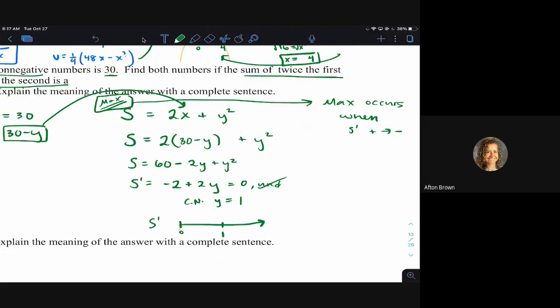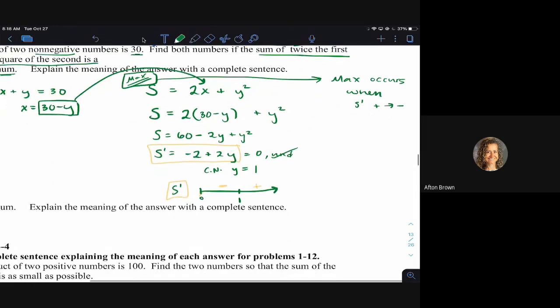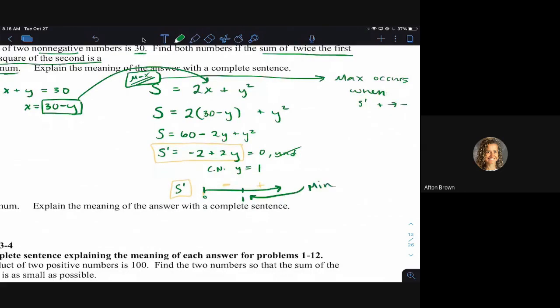So we have 1. We need to know if S prime is positive or negative. Here's S prime. I'll do this one numerically. If I let y be a half, would I get a positive or a negative number? Negative. So it's negative on this interval. If I plug in like 2, I'd get a positive. So S prime changed from negative to positive. That's a min. You see how that's a problem? So you can't just assume. Yeah, you're right. The sign didn't change from positive to negative, so this is a min.